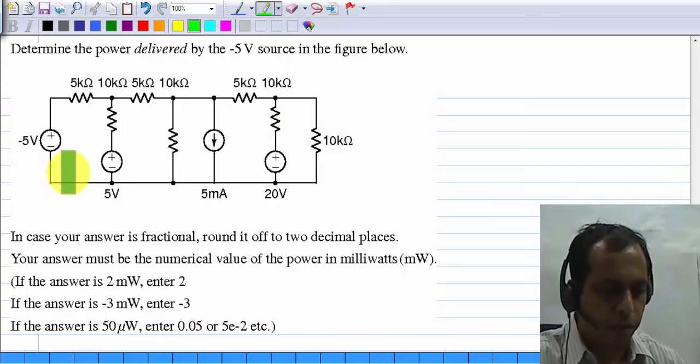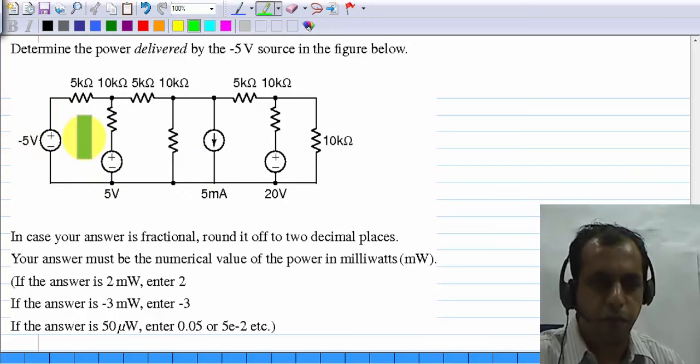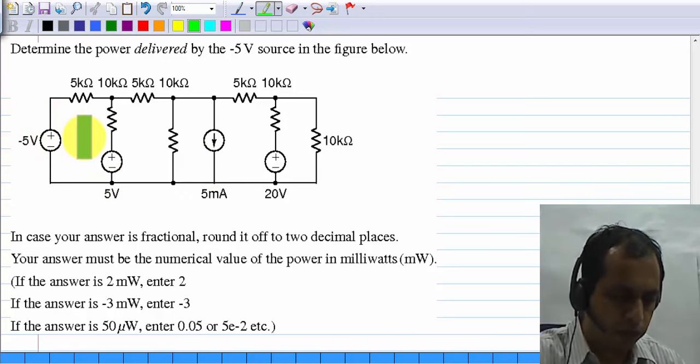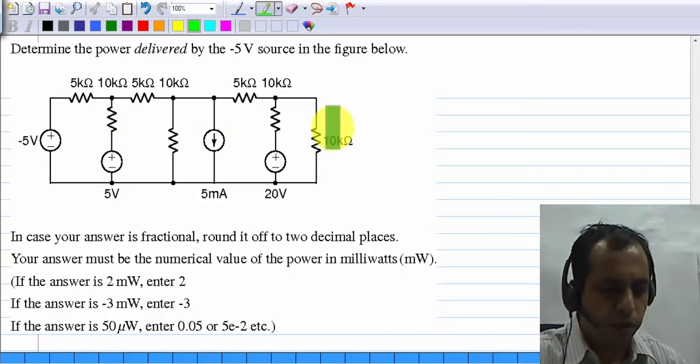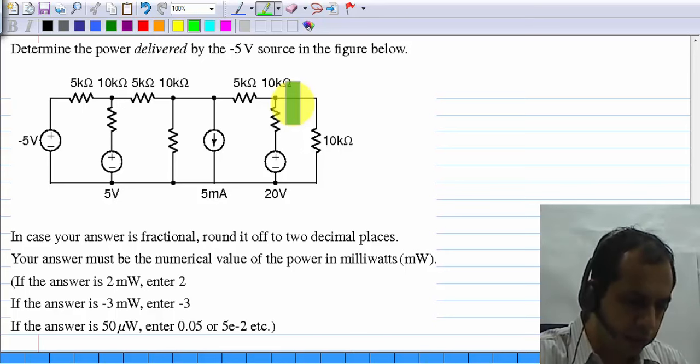And there is another problem with a number of resistors, and you're asked to find the power delivered by the minus 5 volt source. Okay. Now how would you go about doing it? You have to go through some bit of circuit analysis. You can use superposition or you can use any other method that you wish.